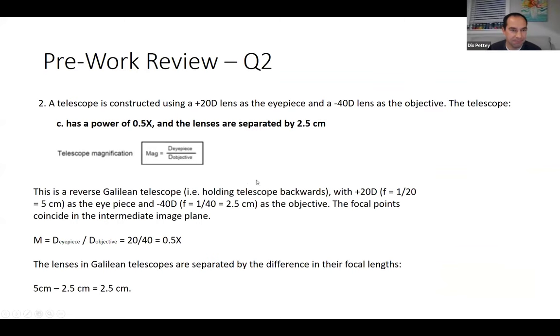All right, so very good job on this one. This is talking about a telescope, plus 20 lens, minus 40 objective. One of those equations on that equation list that should have been sent out by Elaine is this mag question. So if you have a plus eyepiece lens and a minus objective lens, just in your head, if you have opposite signs, that's a Galilean telescope. And this one's a little different because basically they're holding it backwards. Anyway, based on the equation, we have 20 over 40, which is a half, 0.5x.